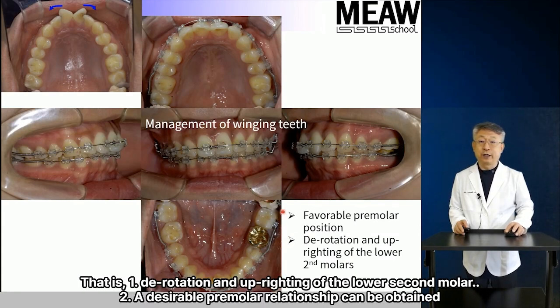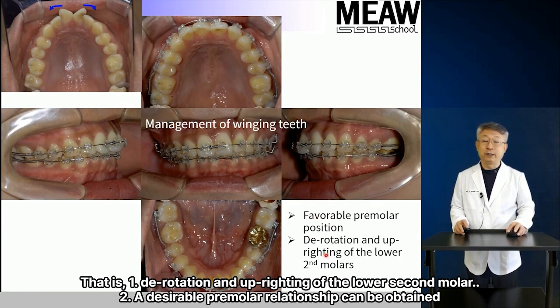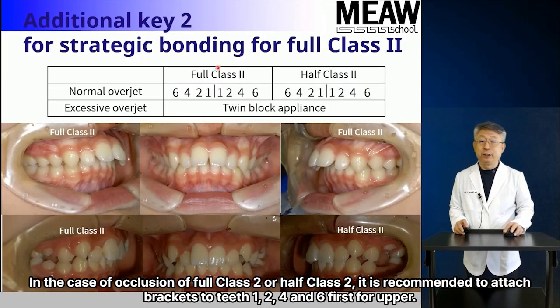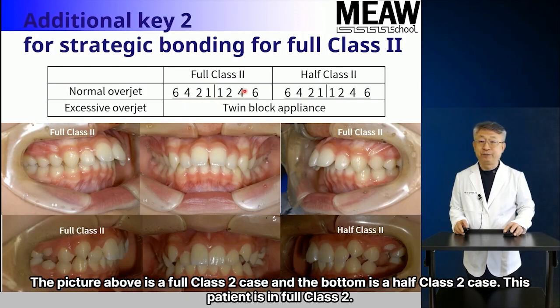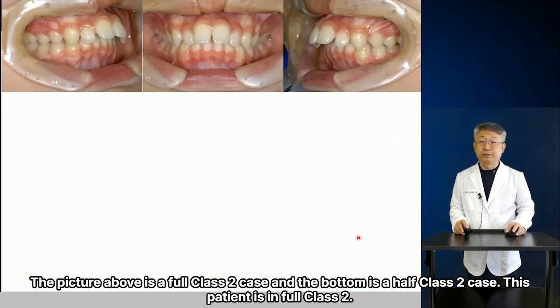That is, 1. Derotation and uprighting of the lower second molar. A desirable premolar relationship can be obtained. In the case of occlusion of full class 2 or half class 2, it is recommended to attach brackets to teeth 1, 2, 4, and 6 first for upper.